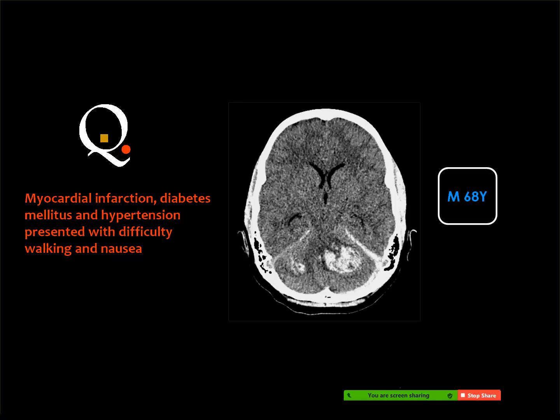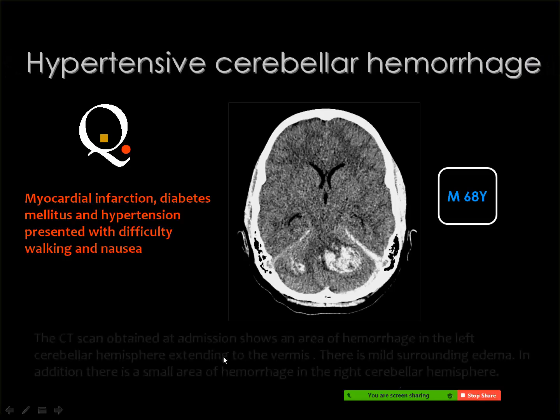Hemorrhage. Yes, and the patient had myocardial infarction, diabetes, and hypertension. Then you know that cerebellar hemorrhage is second, following the temporoparietal or middle cerebral territory hemorrhage, in the sequence. That is the most common site for hemorrhage, and this is the second most common site for hypertensive bleeding.